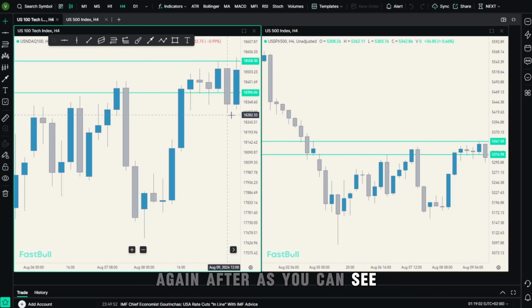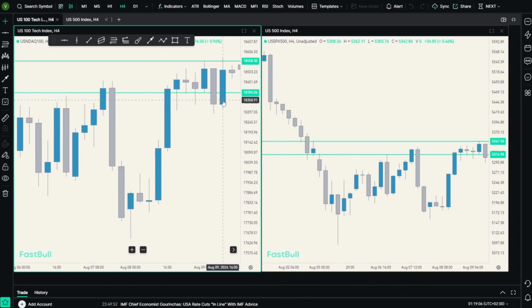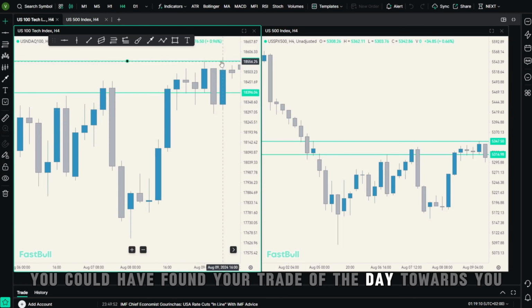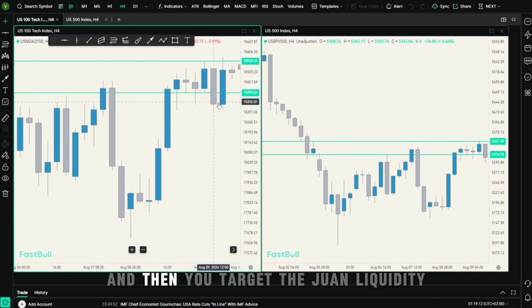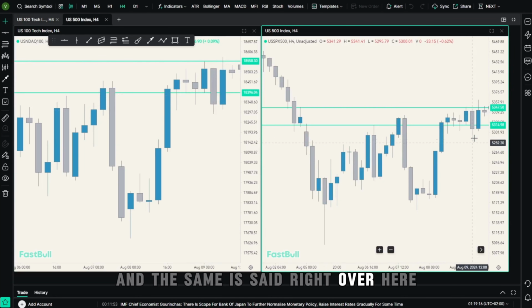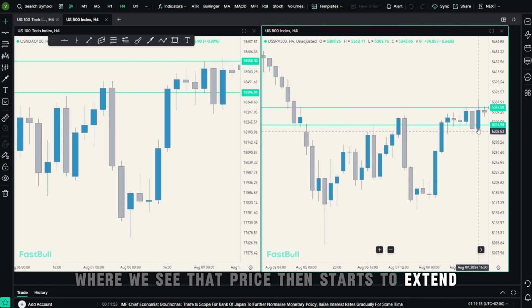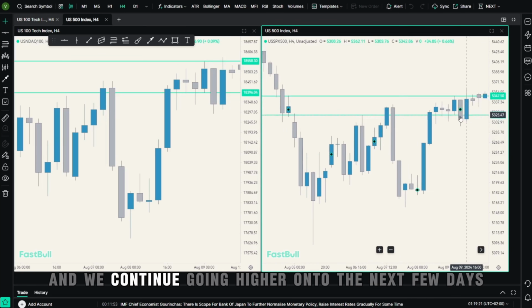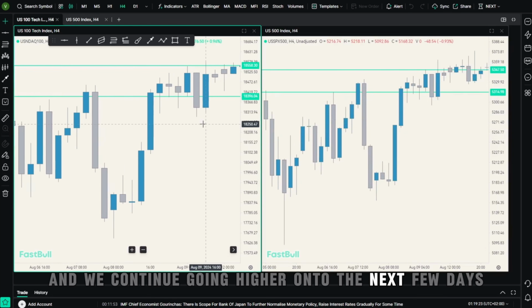After this, as you can see, we then get a sweep to the high side, okay? So all in this candle, you could have found your trade of the day, where you take out the low and then you target the drawn liquidity, which would be this high. And the same is said right over here, where we see that price then starts to extend and takes out that high point, and we continue going higher onto the next few days, okay?